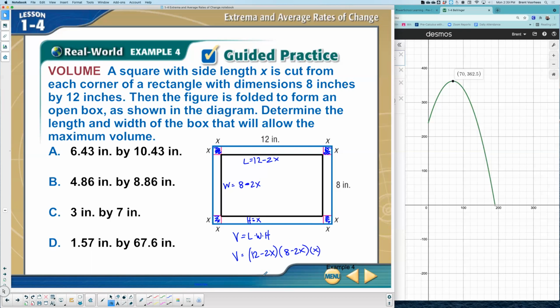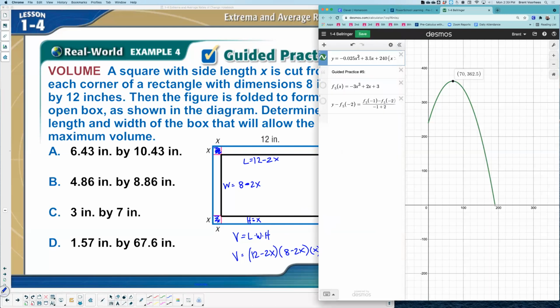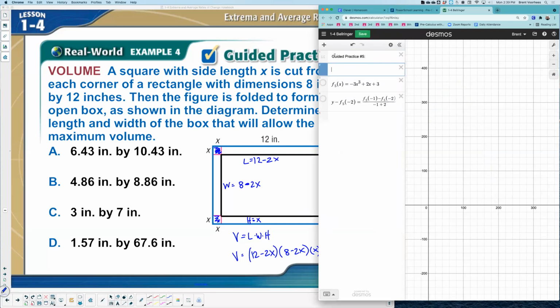We could graph this to come up with a solution. Now I want to point out, x refers to the height or the amount getting cut out. You could call x the amount getting cut out, or you could call x the height. V is our volume. So when I graph this, I'm going to say V equals, which puts the volume in the place of y. Because it's usually y equals, the volume is going to be in the place of y. The x, which is the height or the amount of cut, will be the independent value.